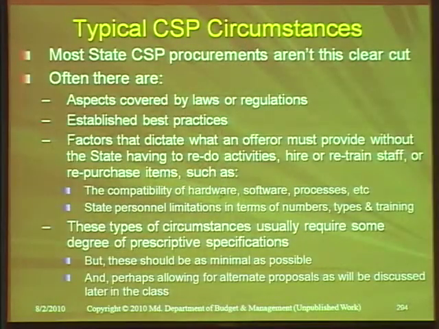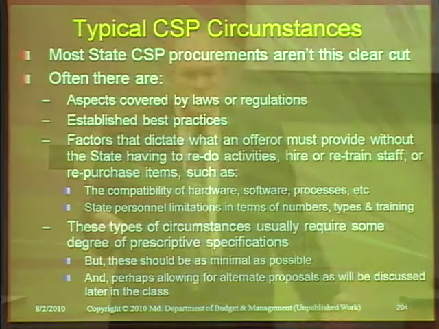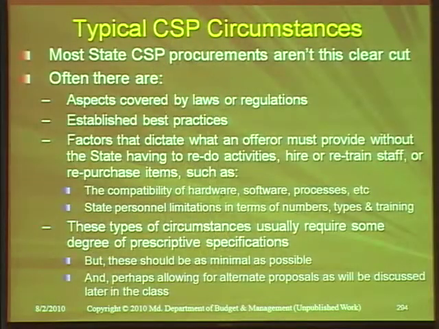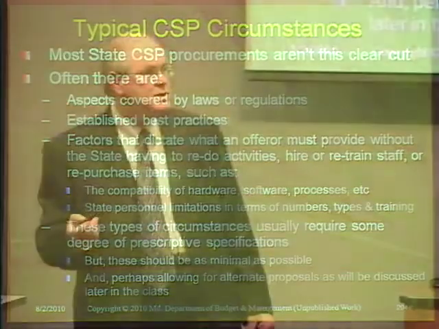So think of what you have to say: compatibility of hardware, software, processes, personnel limitations. If something requires 2 dedicated people, and you don't have 2 dedicated people, well, then maybe you can't use it. You have to specify something that can be done with what you have. And these type of circumstances usually require some degree of prescriptive or design type specifications. But they should be as minimal as possible, perhaps allowing for alternate proposals, as we will discuss later and as has been discussed a couple times already.